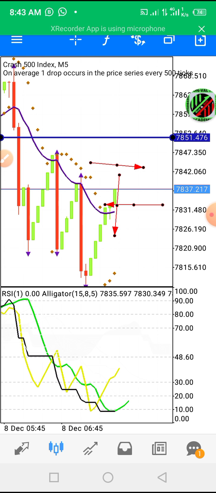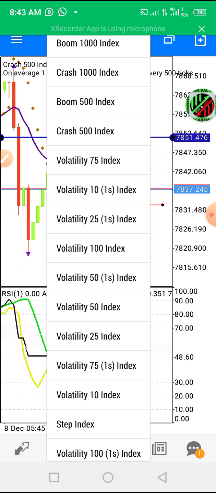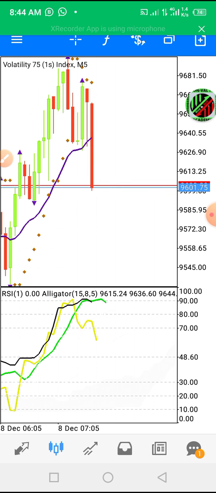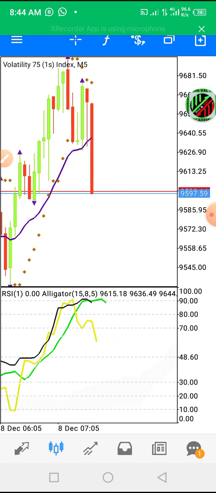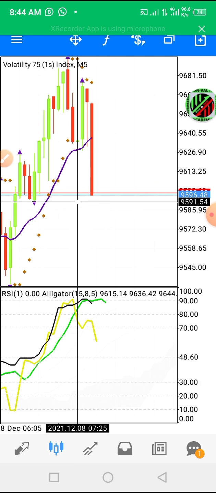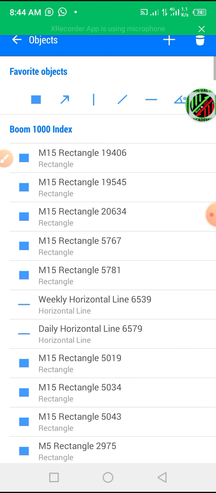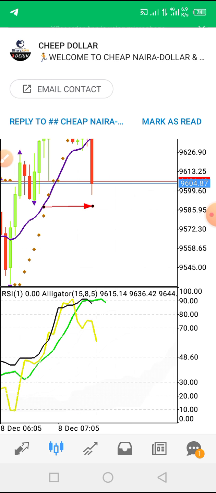But in other volatilities, the same thing happens. It's the same operation, nothing different. In volatility, you can put your stop loss and your take profit. If you see this market is coming down, that means you are setting your take profit below the price.